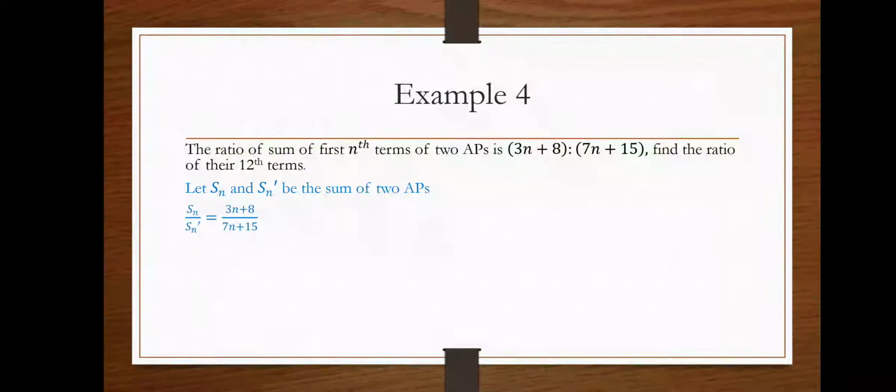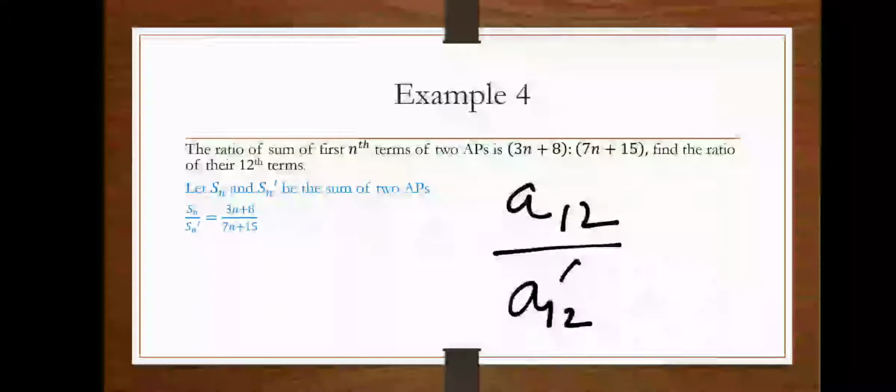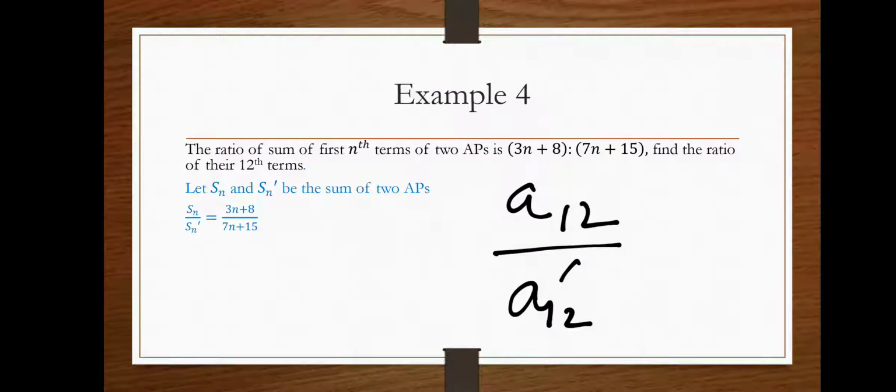Now understand this. This is a very important thing that we need to understand. I am trying to find out the ratio between the 12th terms. So let A12 be of the first one and A12 dash be of the second one. So I need to find this. Now what is A12? Basically it is A plus 11D.